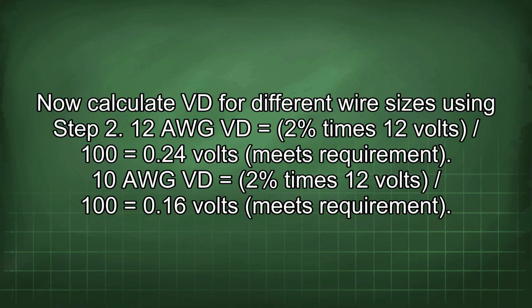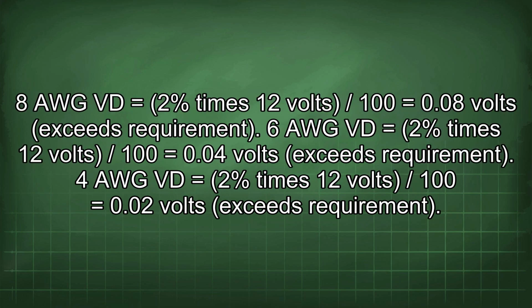Now calculate VD for different wire sizes using step 2. 12 AWG VD equals 2% times 12 volts slash 100 equals 0.24 volts, meets requirement. 10 AWG VD equals 2% times 12 volts slash 100 equals 0.16 volts, meets requirement. 8 AWG VD equals 0.8 volts, exceeds requirement. 6 AWG VD equals 0.4 volts, exceeds requirement.